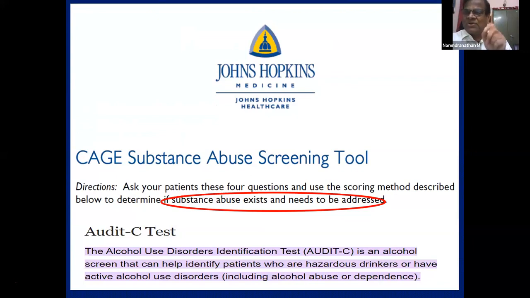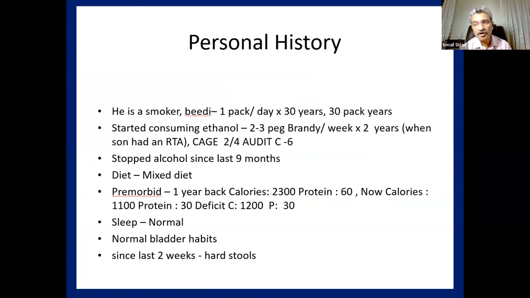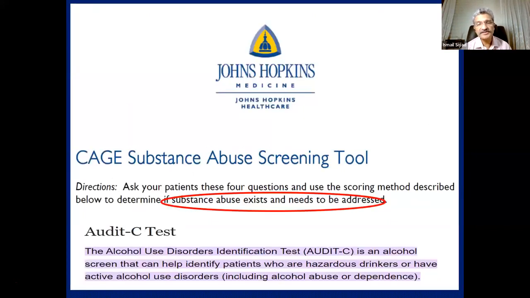The Alcohol Use Disorders Identification Test is an alcohol screen that can help identify patients who are hazardous drinkers or have active alcohol use disorders. This person stopped alcohol 9 months back. So the CAGE and AUDIT questionnaires are not the ones for him. I don't think you should put so much emphasis on that. Moreover, you can see that it's only 2 to 3 packs, not per week, so that's not such a serious disorder.